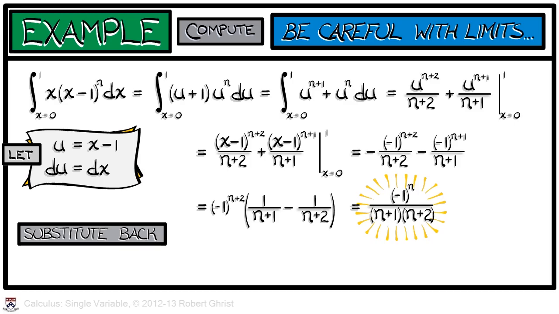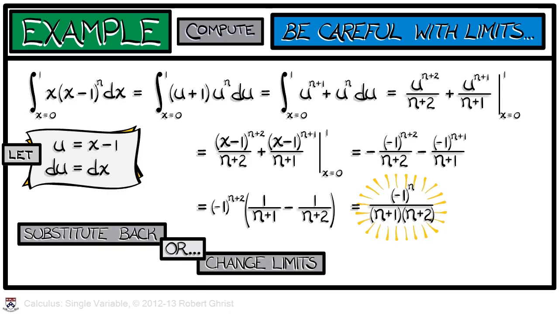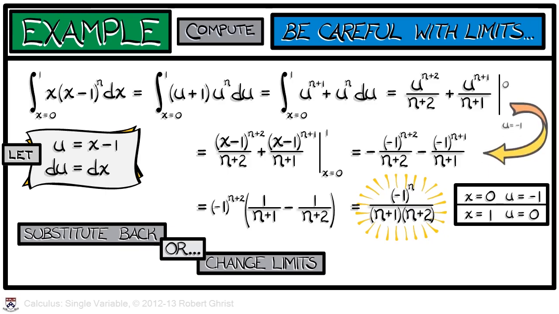Now, you can see how you could get into trouble if you weren't careful labeling the x limits versus the u limits. Now, another way to do this would be to change from x limits to u limits. When x is 0, u, x minus 1, is negative 1. When x is 1, u is equal to 0. By changing the limits to u limits directly, we can obtain the same answer very simply, and in some cases without the opportunity for confusion.